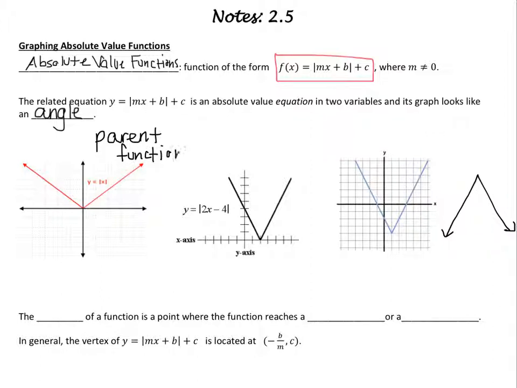When you have a parent function, we'll have them for all the different kinds of graphs we learn. They are the simplest version of the graph. So like y equals absolute value of x. No extra numbers, no negatives. It's just absolute value of x. So that's the parent function.